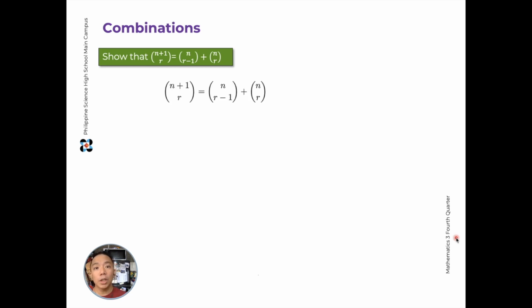Start with n plus 1 choosing r. We want to show that this is equal to n choosing r minus 1 plus n choosing r. Pero ano ba si n choosing r minus 1? Ano ba si n choosing r?